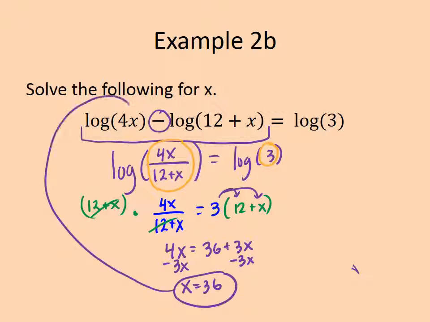If we quickly plug it back, 4 times 36 is going to be a very positive number. 12 plus 36 is also positive, and then log 3. So x equals 36 works.